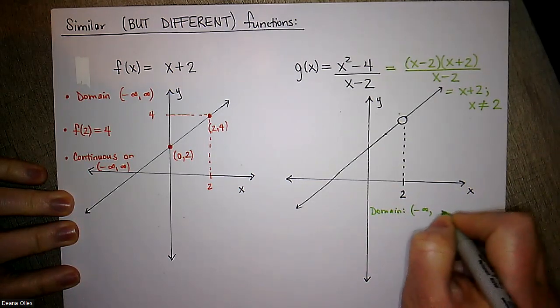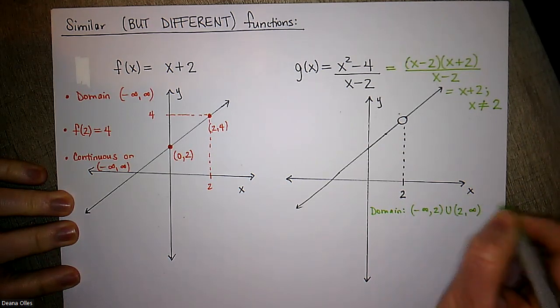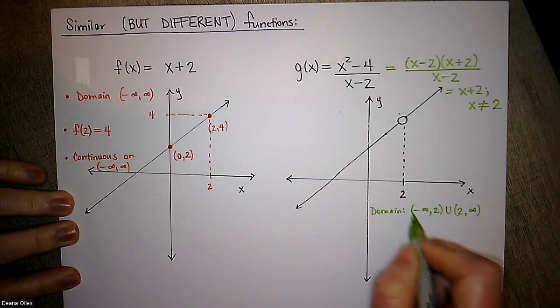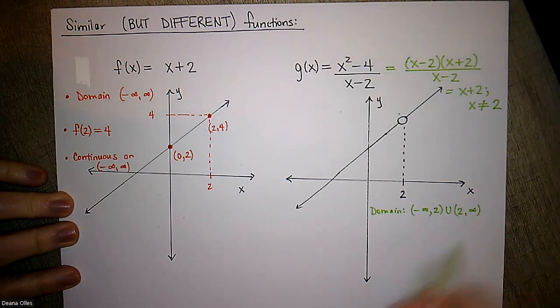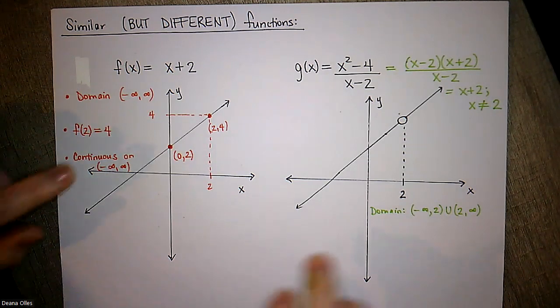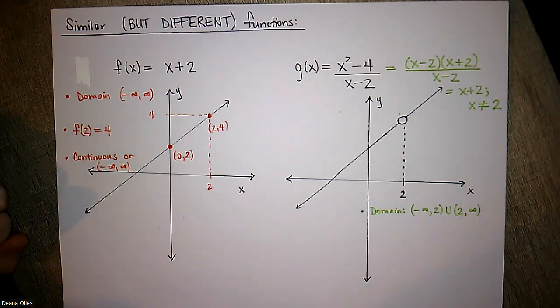So I have negative infinity to 2, and then I could be anywhere from 2 to infinity. For negative infinity to 2, I can select any number in here and it will work, or I can select any number in this interval and it will work. So as soon as you see that the domains are different, the functions are different. They're not the same.